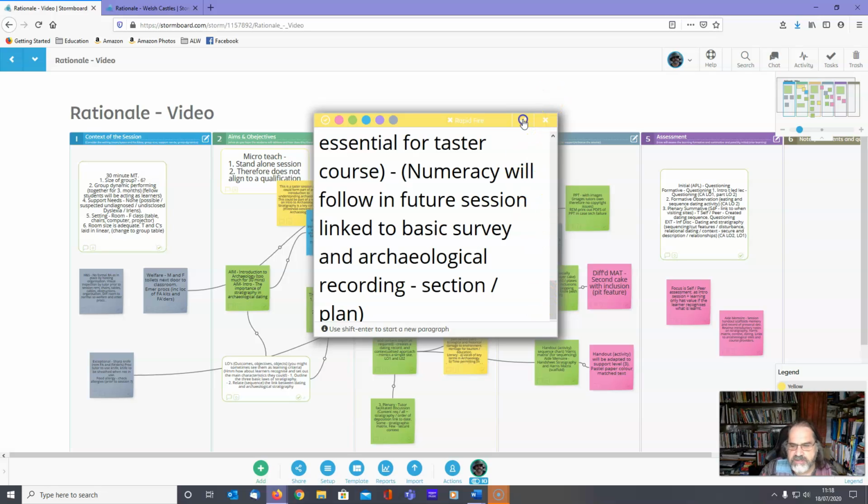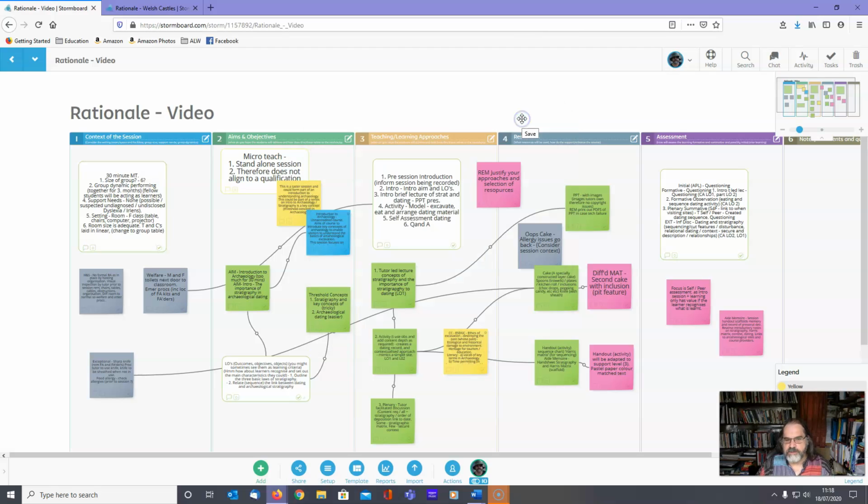I should also do the same thing for IT, because I'm not supporting IT in this session. In the micro teach and in your organisation, if you're not embedding it, then please give a reason why you're not embedding it and point out where it could be embedded or would be embedded in the future.